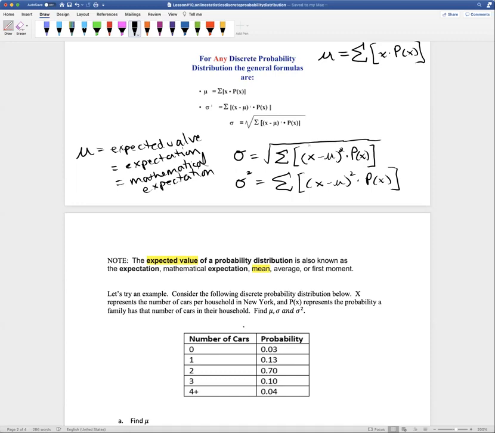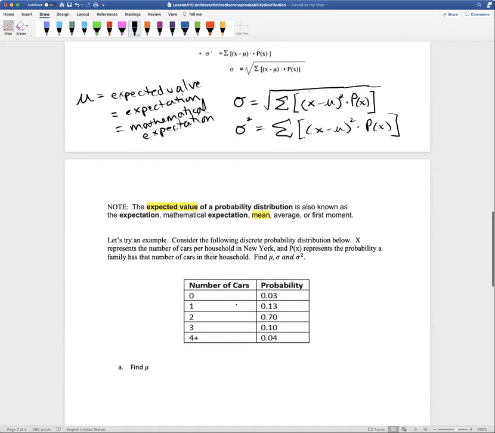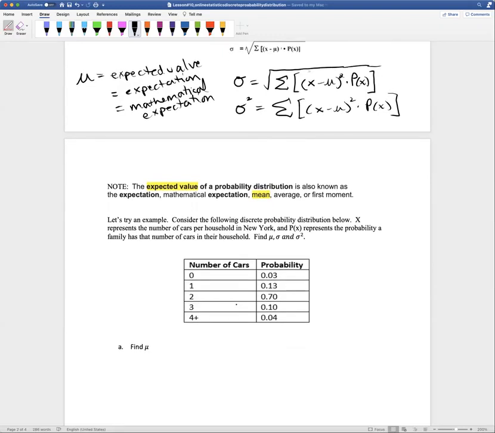Okay, so let's take a look at an example. Let's consider the following discrete probability distribution below, where X represents the number of cars per household in New York, and P of X represents the probability a family has that number of cars in their household. Now, remember, the first thing that we always want to do is check and make sure that this does represent a discrete probability distribution. So how can we tell?